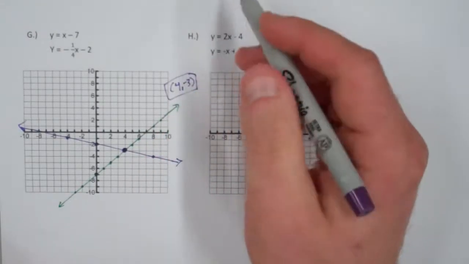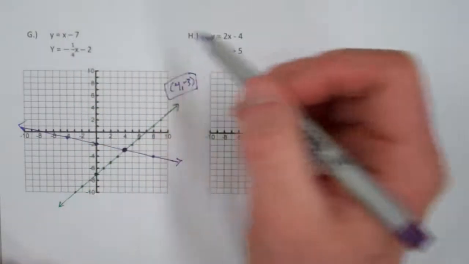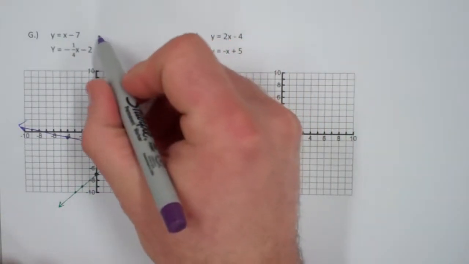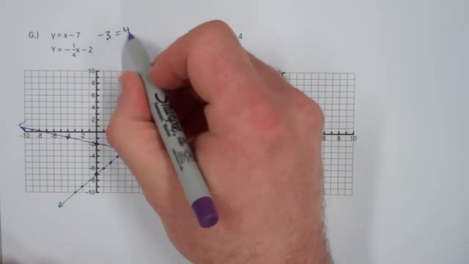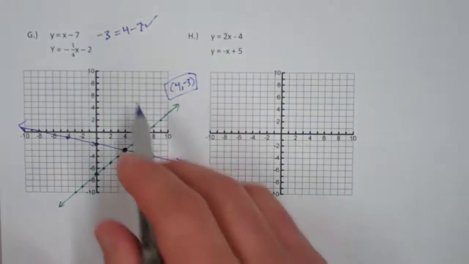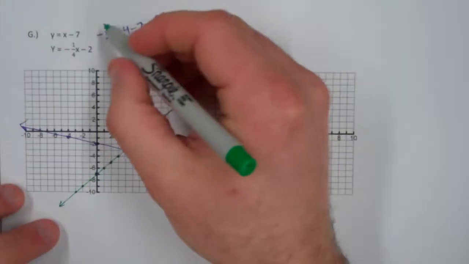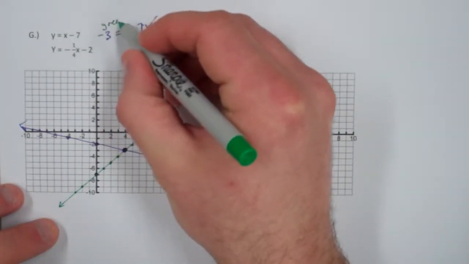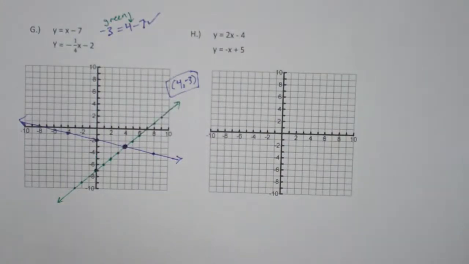But if we've made a mistake graphing, the only way to check this is to actually plug these values into each equation and make sure that it works. So y is negative 3, x is 4, and 4 minus 7 is negative 3. So this one's checked. I should have done green with that one, sorry. You'll have to excuse me here, this should have been green. That's the first one. This is our first equation, trying to go with a little color scheme here.